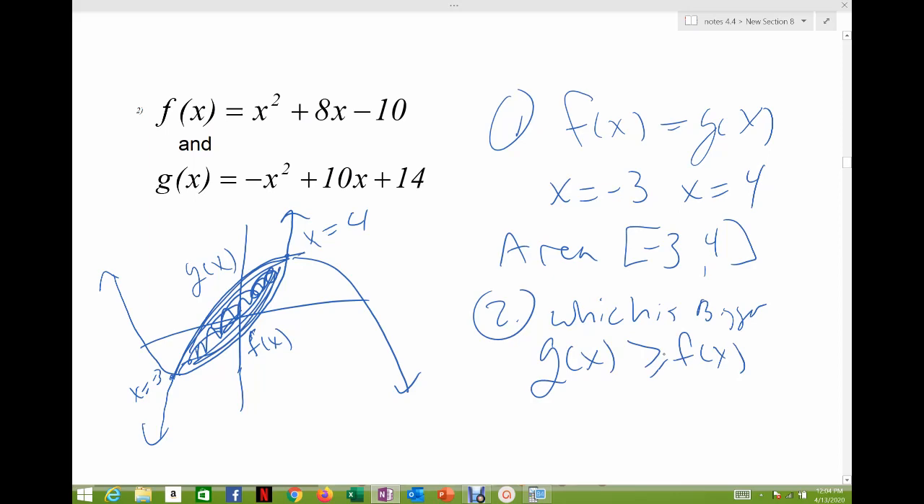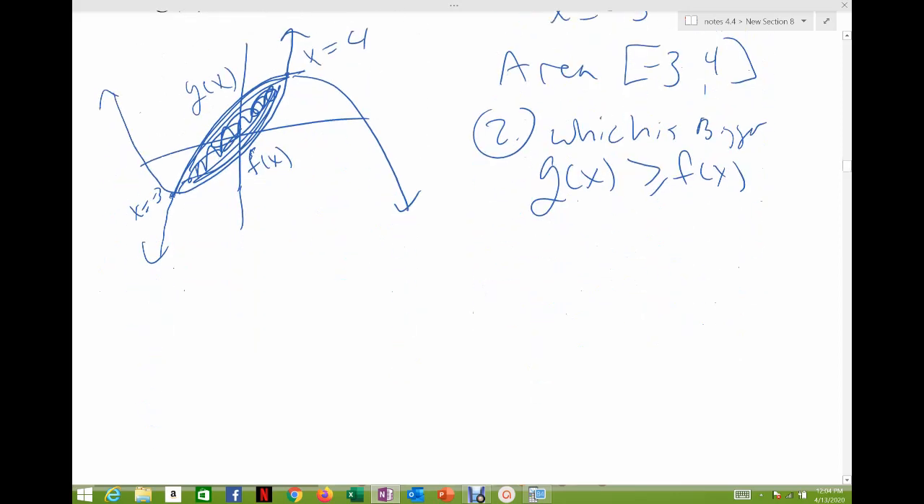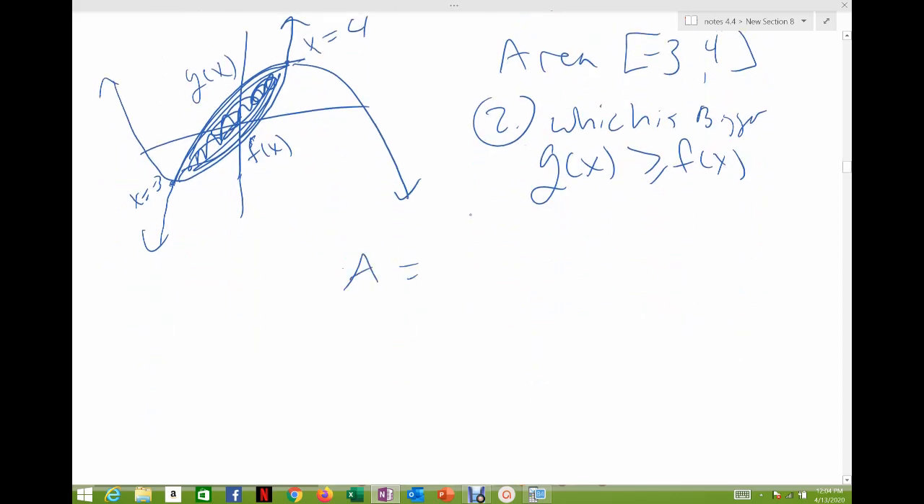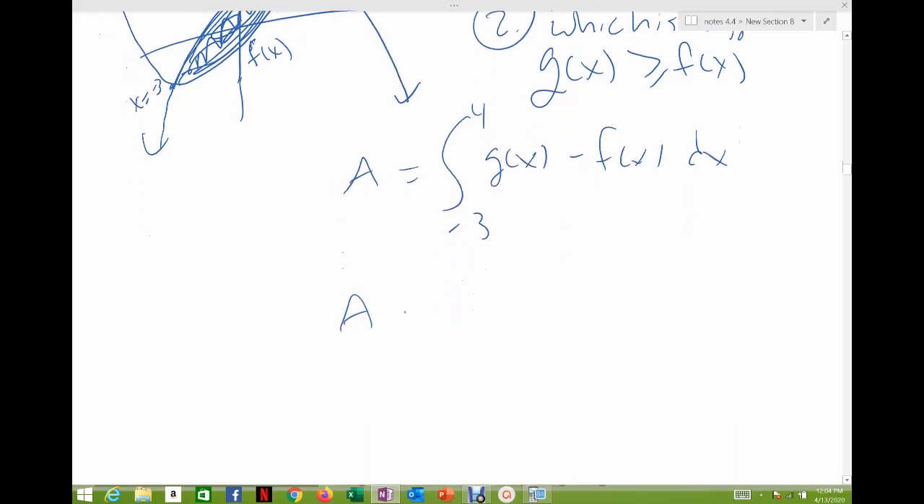So I'm going to take g of x and subtract f of x. When we want to find the area, I'm going to integrate from negative 3 to 4. I'm going to take my g of x and subtract away my f of x. So my area is the integral from negative 3 to 4 of g of x, negative x squared plus 10x plus 14, minus f of x, which is x squared plus 8x minus 10.